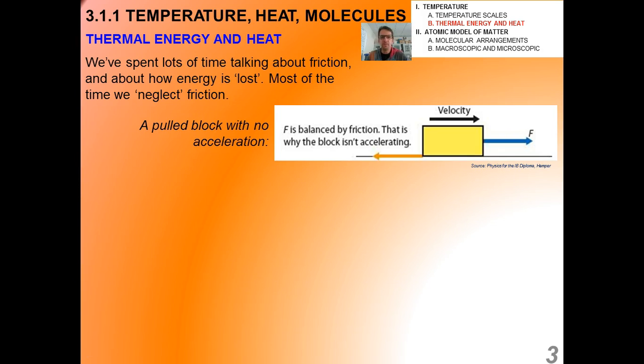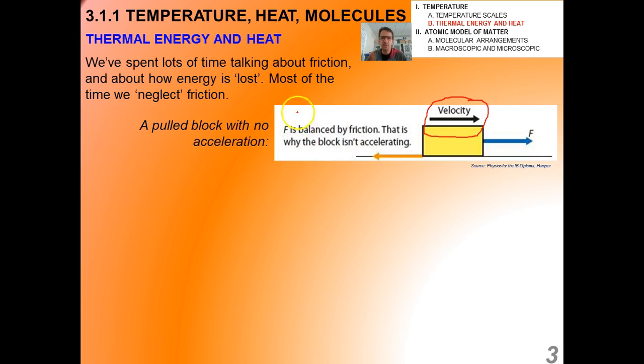Now, consider a block here, this yellow block, being pulled by a force F, okay? It's being pulled specifically with a constant velocity, so no acceleration, okay? Now, how can that be, that you're applying a constant force to something and it's not accelerating? The only way that can be is if the net force on the entire block is 0.